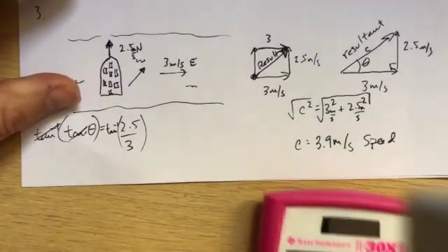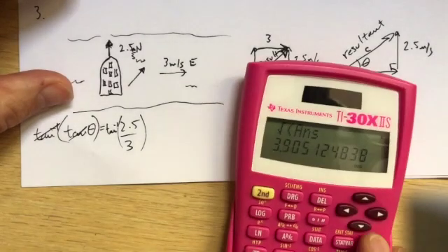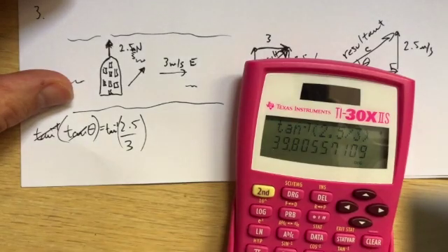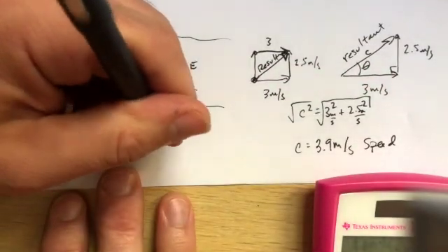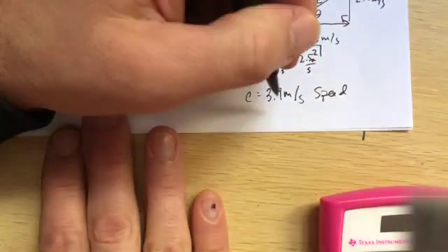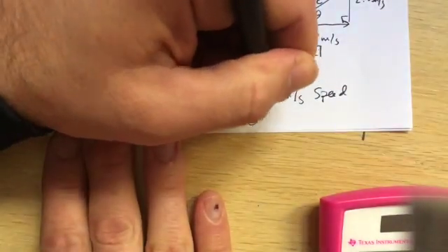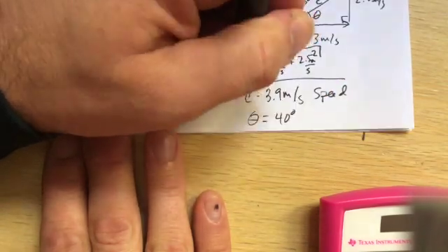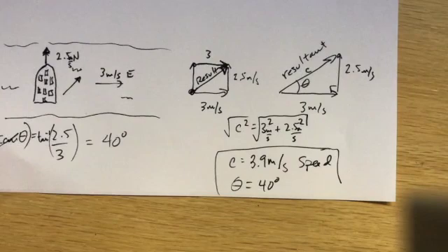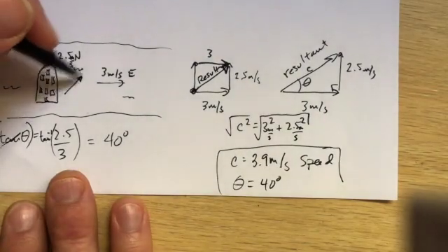Tangent crosses out inverse tangent, and then I go inverse tangent of 2.5 divided by 3 equals 39.8 degrees. Let's just call it 40 degrees, and so my angle here, theta, equals 40 degrees. So that is the vector, that's this right here.